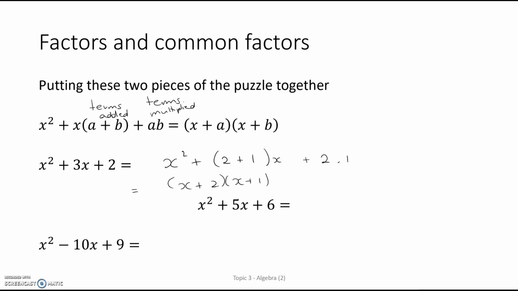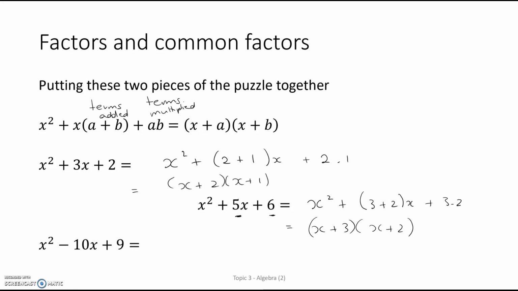For the next one, we want two numbers that add to make 5 and multiply to make 6. I think 3 and 2 would work, so that we could factorise that as x plus 3 and x plus 2.